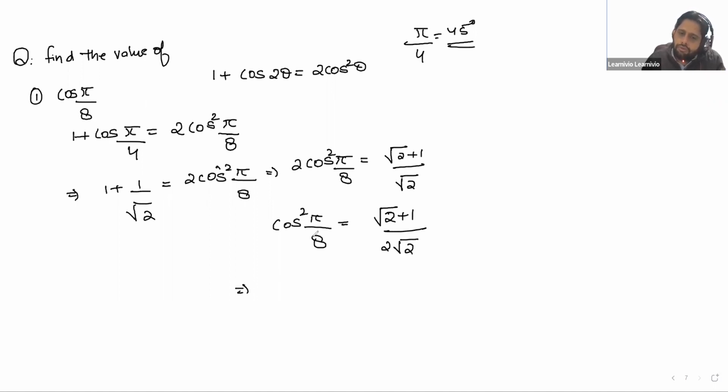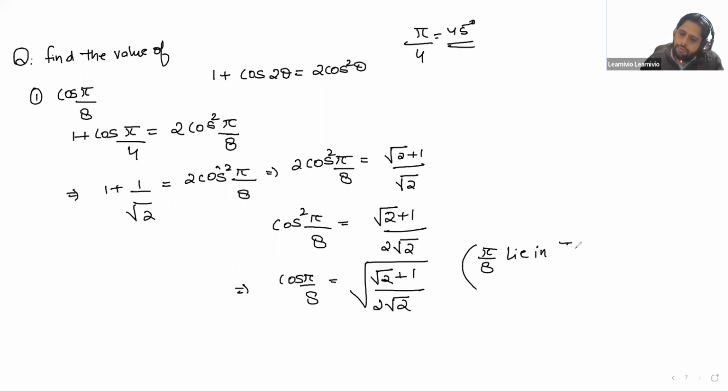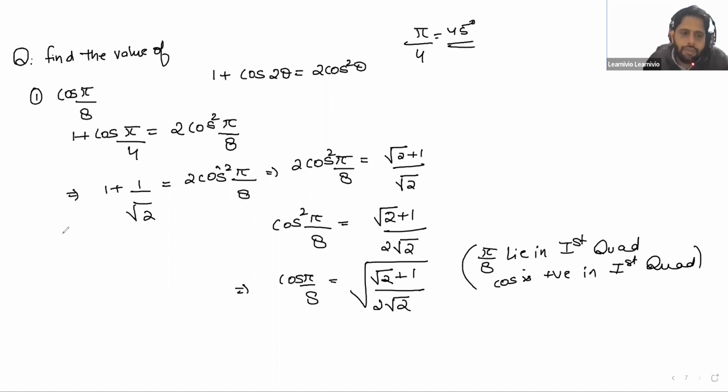Now take the square root of this. We will get a positive and negative sign, but we will use just the positive sign only. Why? Pi by 8 lies in which quadrant? Pi by 8 lies in the first quadrant, and cos is positive in the first quadrant. That's why we will take only the positive sign. So we get this cos pi by 8. Any doubt in this?